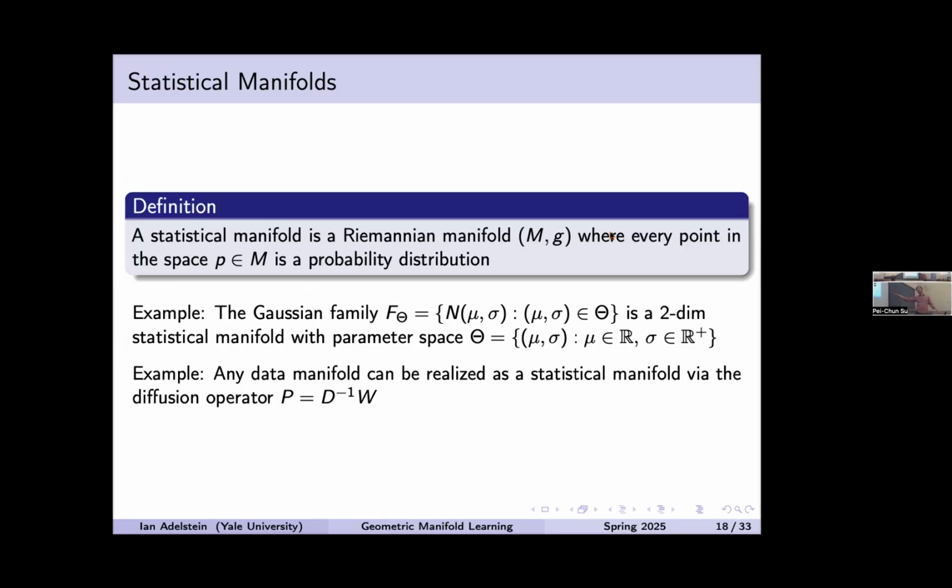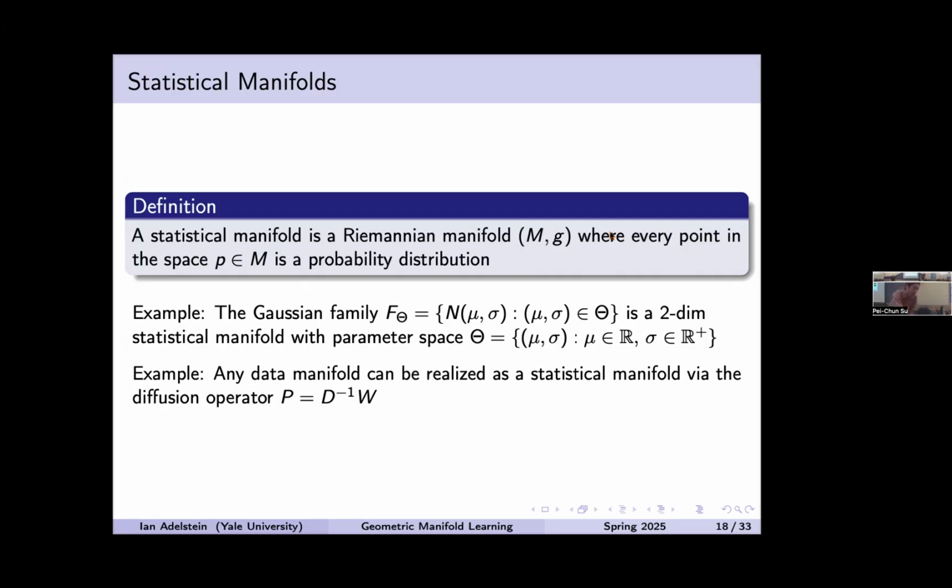The example we're actually working with is this idea that any data manifold can be realized as a statistical manifold. So I need to realize each data point as a probability distribution, and I'm just going to use its row of the diffusion operator. So I'm thinking of it as a distribution, like its random walk transition probability to all the other data points. In this way, I can take a data point and turn it into a probability distribution, and therefore I can take a data manifold and think about it as a statistical manifold.